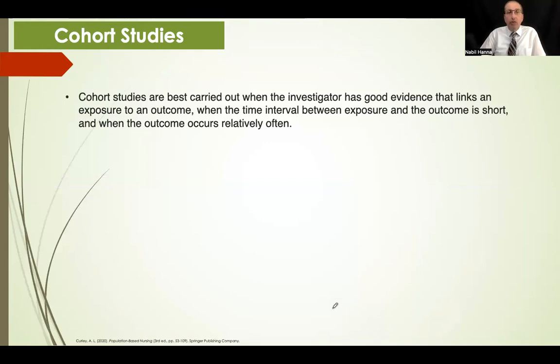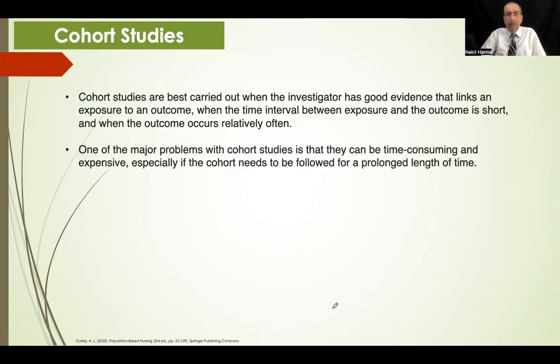In general, cohort studies are best carried out when the investigator has good evidence that links an exposure to an outcome, when the time interval between exposure and the outcome is short, because you do not want to spend years doing this study, and when the outcome occurs relatively often. So it's better to do cohort studies for the more common diseases, not the rare ones.